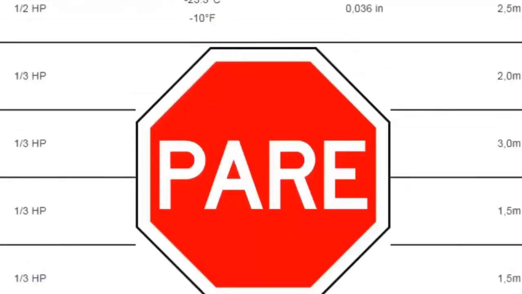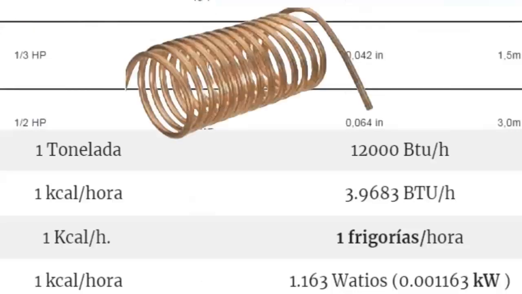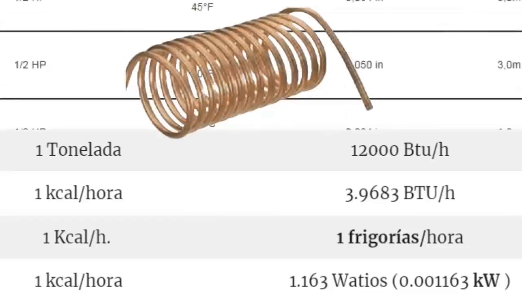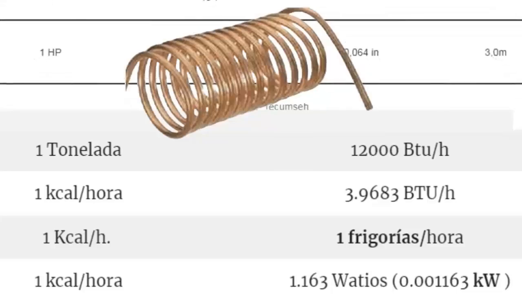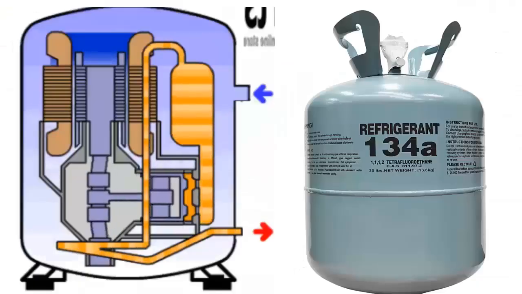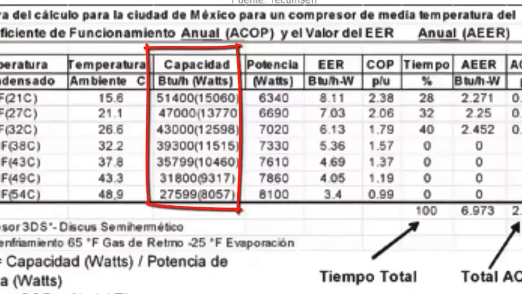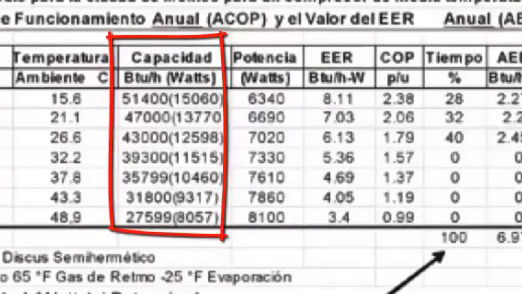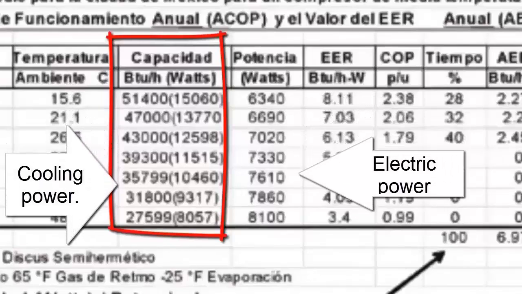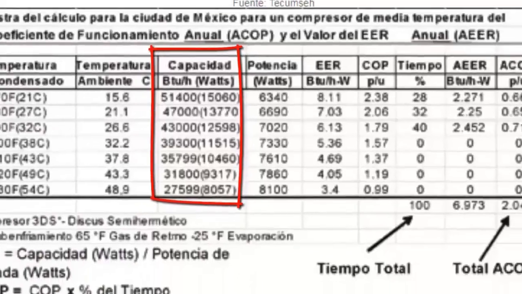However, it is crucial to clarify that the best way to select a capillary tube is not solely based on the compressor's electrical power or horsepower, but rather on its cooling capacity. The cooling capacity of a compressor refers to the amount of heat a system using that compressor can remove. This capacity is usually measured in kilocalories per hour, BTUs per hour, or watts, and depends on the evaporator temperature required by the system.